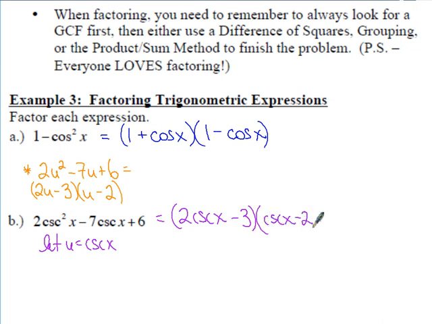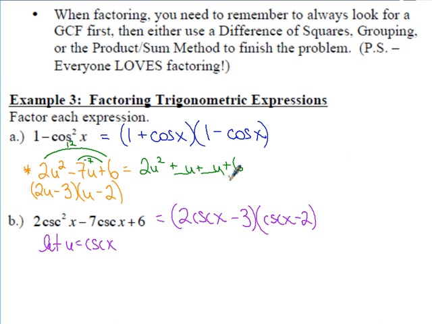The other way you can do that is the product sum method, where you take these three terms and split them out into four. You multiply the 2 times the 6, which gives you 12. You need factors that add up to -7. So you rewrite your 2u squared, plus 6 out here, and 2 u's in the middle. Factors of 12 that add to -7 are a -3 and a -4.